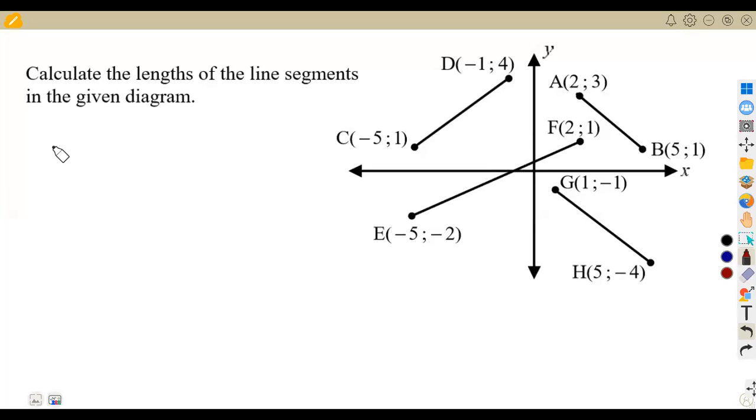We are still on our analytical geometry working. Actually, this is the introduction that we're going to have, working with the line segment and so forth, on calculating the distance, or the length, of a certain line segment that might be given.